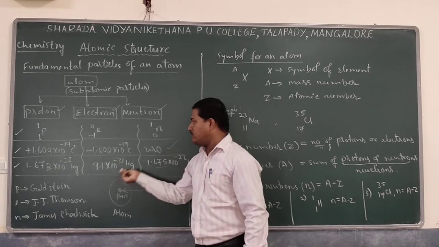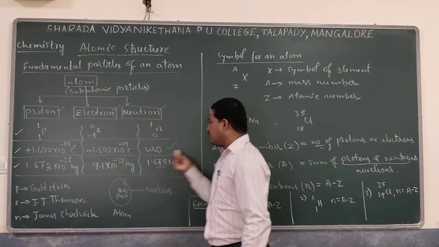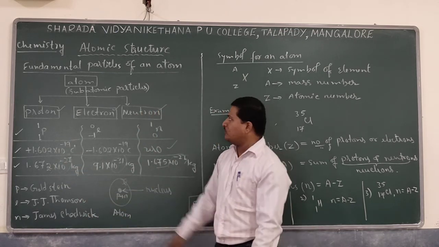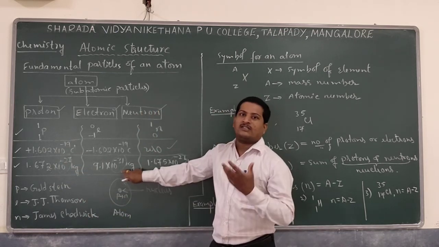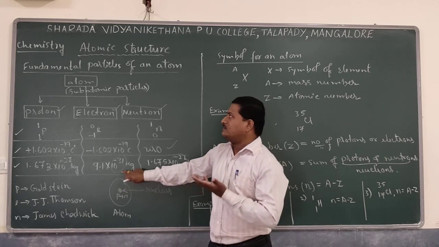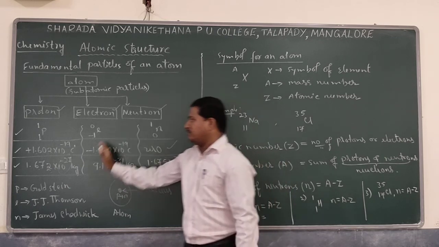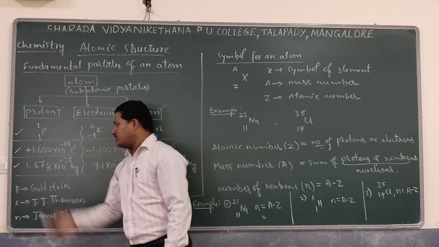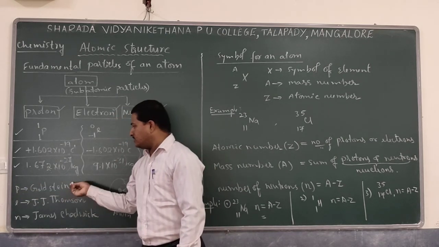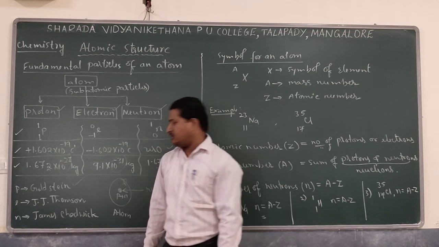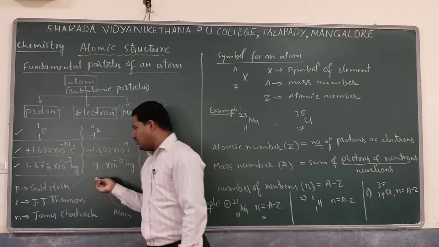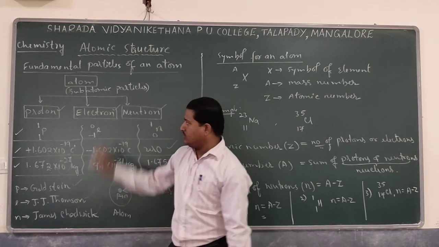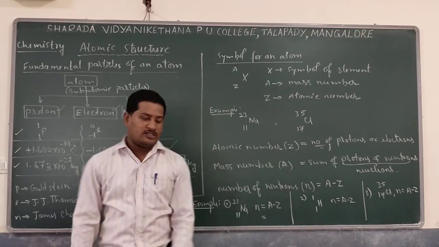Look at that, 10 power -31 and 10 power -27, -31 is the lower value. So the electron shows the lowest mass, or you can say less weight. So these are some basic parts. And it is observed that the proton was discovered by Goldstein. Credit goes to Goldstein. Electron by J.J. Thomson, and neutron was discovered by James Chadwick. So these are the important concepts you must remember.